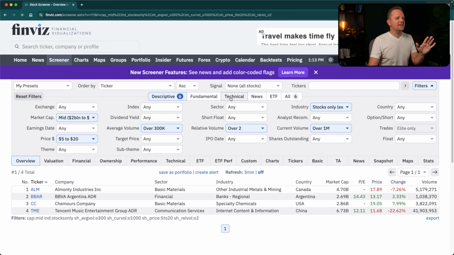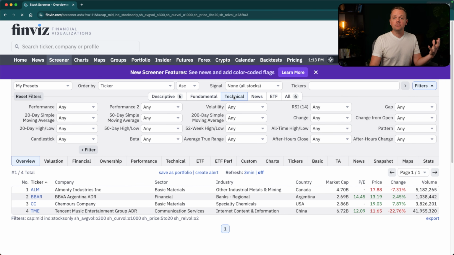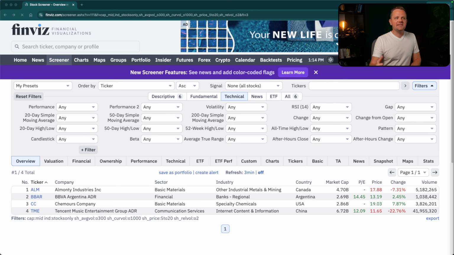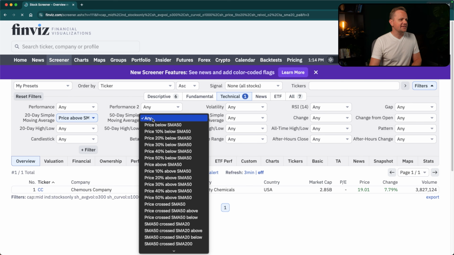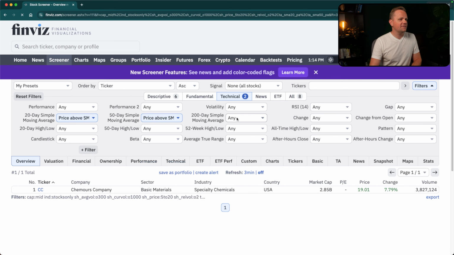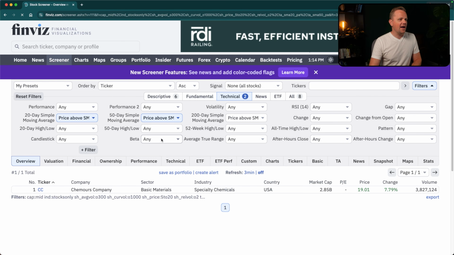So now that we've done that, we're going to switch over to the technical tab. Now this one's going to be pretty simple. What we're going to do is set that it is trading above the 20, 50, and 200-day simple moving averages, the SMA. So we're just going to say it's above each of these, right? Just go to the drop down, hit price above each of the moving averages.